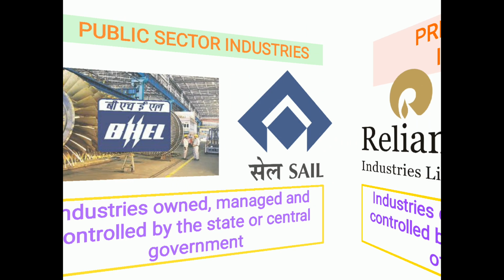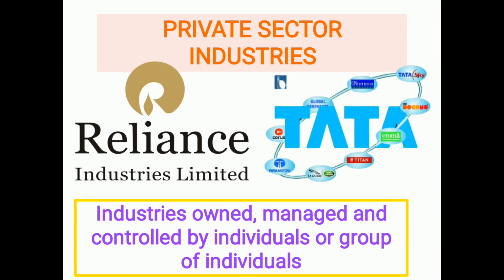The next type of industry based on ownership is the private sector. For example, you can see Reliance Industries, Tata Communications, and at present Vi, that is Vodafone Idea. All these come under private sector industries. These are industries which are owned, managed and controlled by individuals or a group of individuals.